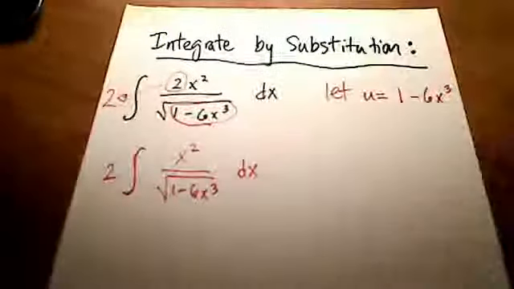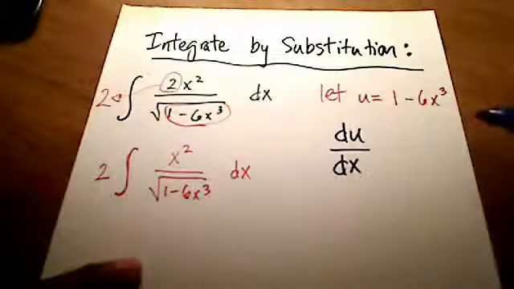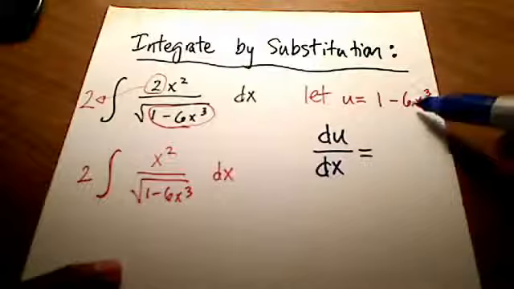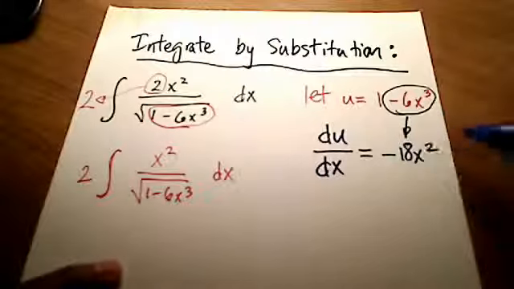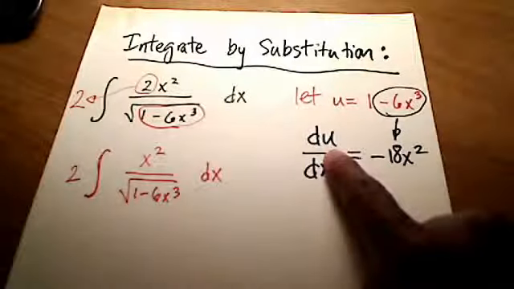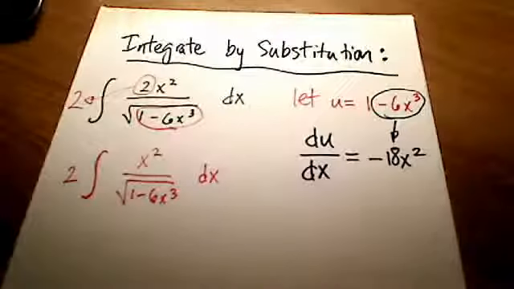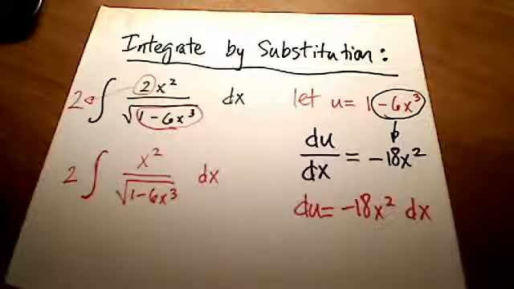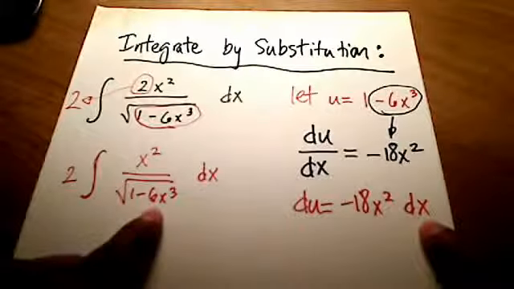If u is equal to this, let's find the derivative of u. Let's find du with respect to x. That's no problem. That's a constant, so the derivative of 1 is 0. And so from this right here, the derivative of that is negative 18x squared, right? Okay, well, there's one more thing I'm going to do: let's get that du by itself. So I'm going to multiply both sides by dx, and I hope you see that du is equal to negative 18x squared dx. Well, as I look back at the original problem, I don't see a negative 18x squared dx.